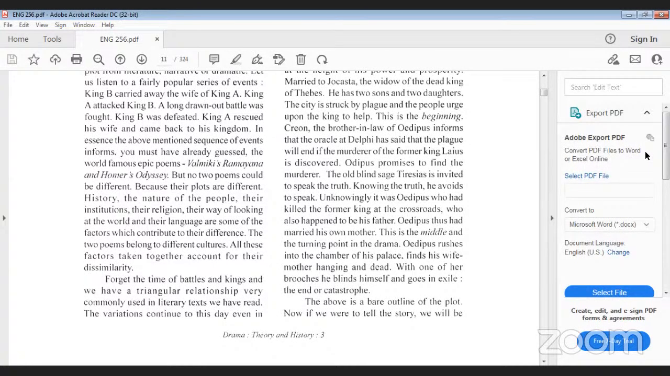History, the nature of the people, their institutions, their religion, their way of looking at the world and their language are some of the factors which contribute to their difference. The two poems belong to different cultures. All these factors taken together account for their dissimilarity. Okay.